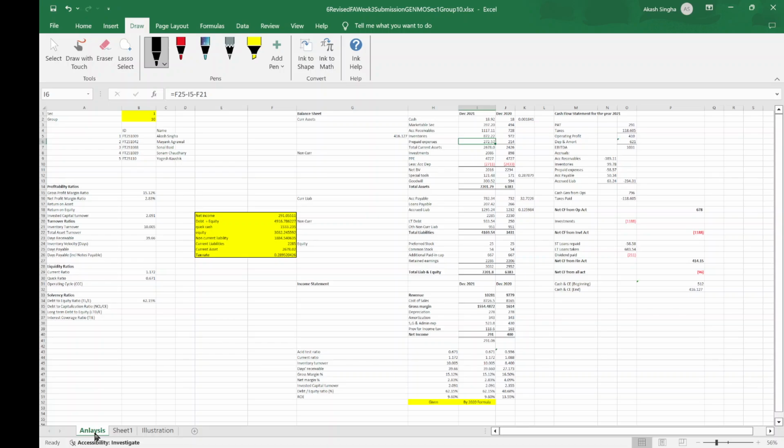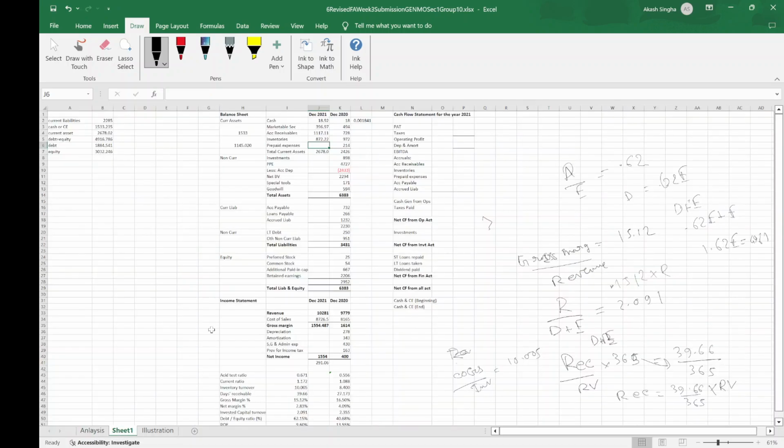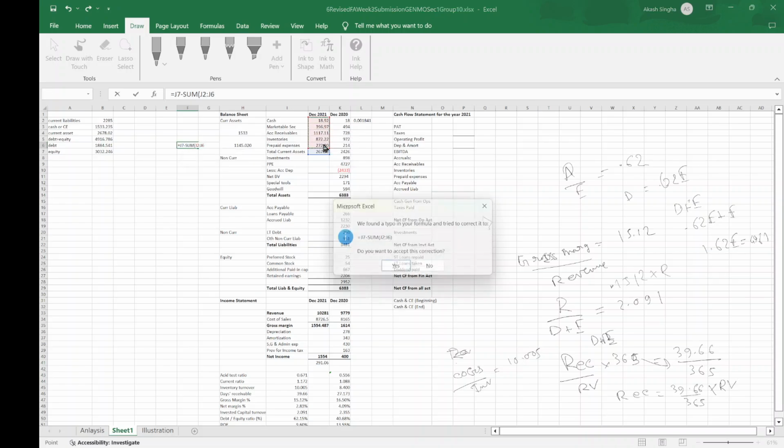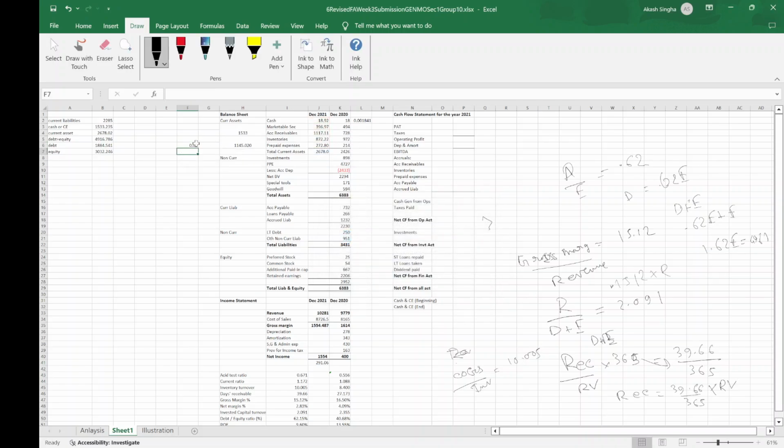So 872.72, is it? Yeah. So this should be 1145 minus, and now let's see if it's this or not, minus sum of, yeah, 0.00. So it's matching. So it's good.